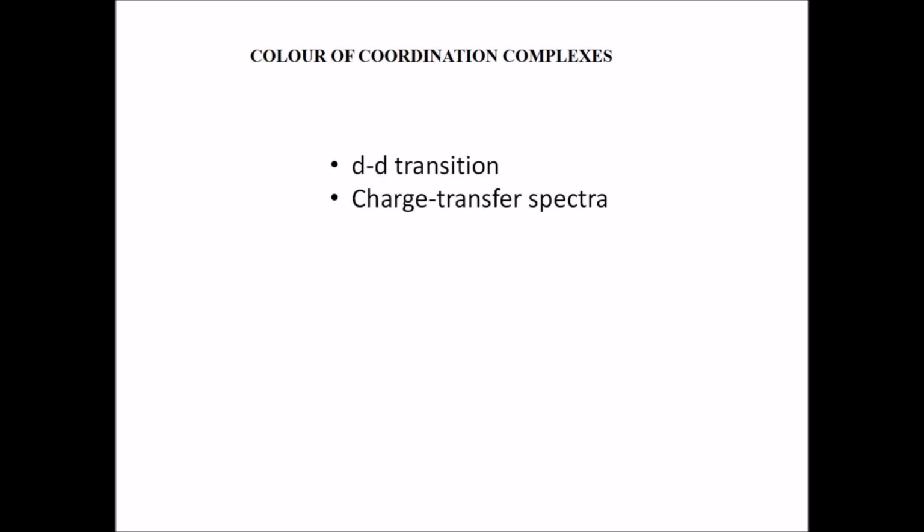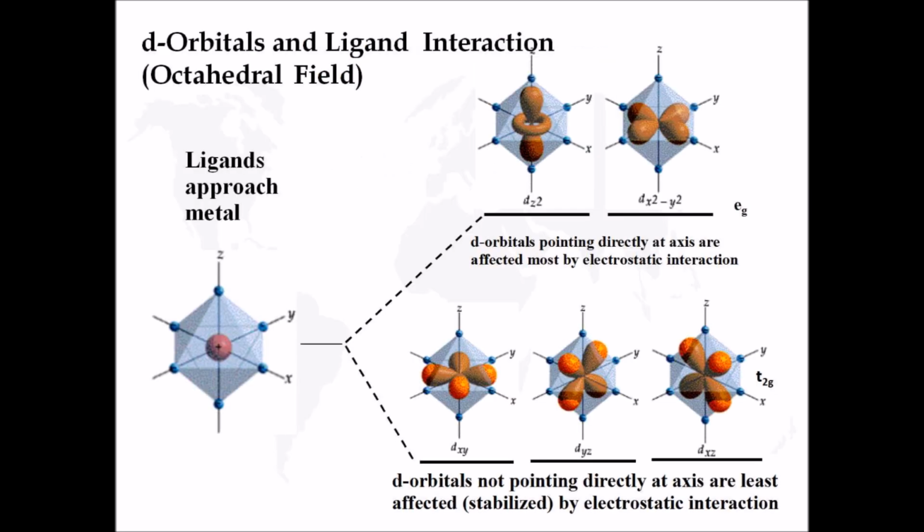The coordination complexes are colored due to two reasons. One is d-d transition, another reason is charge transfer absorption. What is d-d transition? Before explaining d-d transition, we should know the splitting of d orbitals. In a free metal ion, all the 5 d orbitals are degenerate. Degenerate means all are equal in energy.